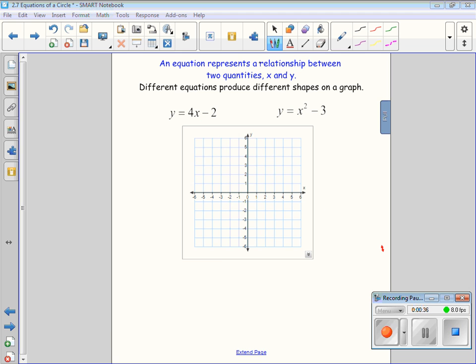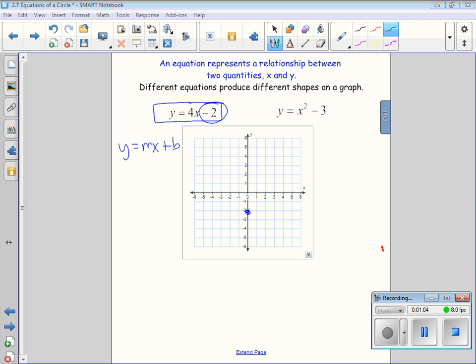Let's get started. We're going to start by reviewing something that you learned in Algebra 1, and that is when you look at an equation, you can tell a lot of secrets about it. First of all, that equation is in standard form for a linear equation, y equals mx plus b. That plus b, this number right here, tells me where it crosses the y-axis. So I can just put a point right there at -2, and that tells me exactly where that line is going to eventually cross the y-axis.